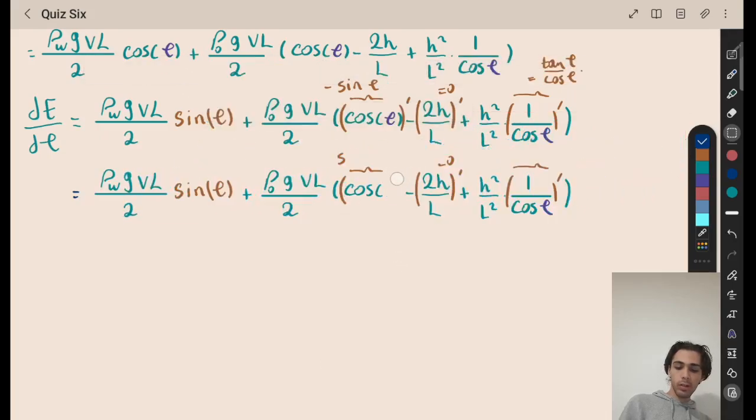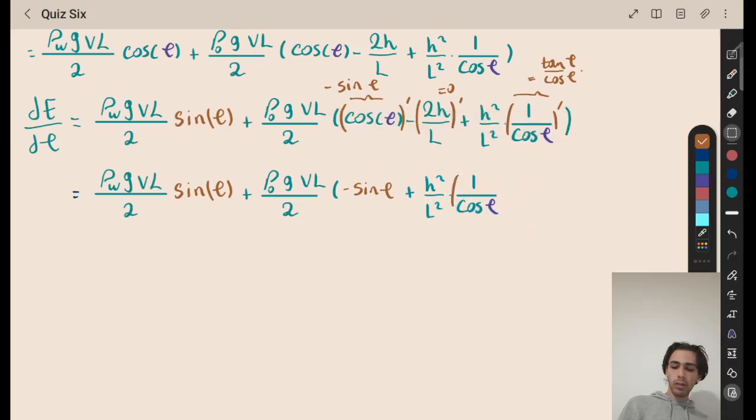So I get a sine here, I get a sine there, well, negative sign. And this is 0, so I don't need to write it. And that is the same thing, but with the tangent on top. Now, as with any optimization problem, you take the derivative of the function and you set it to be equal to 0. And then you get some results.